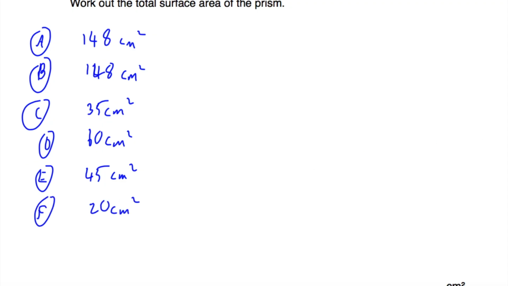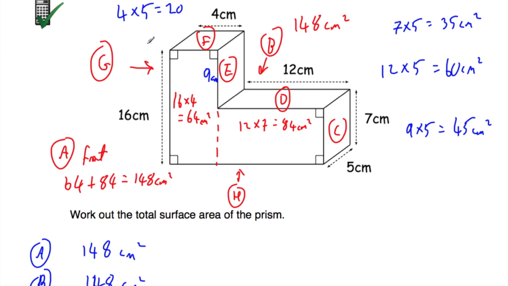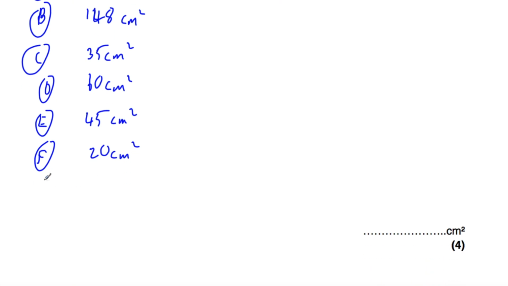Okay, now we're just left with two faces, G and H. G, this left-hand face, has a height of 16 and a width of 5. So if we do 16 times 5, that's equal to 80. So that means the area of G is 80 centimeters squared.